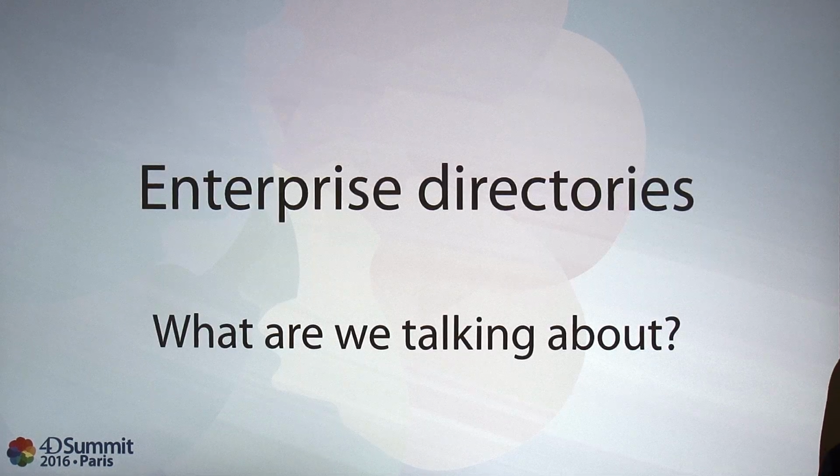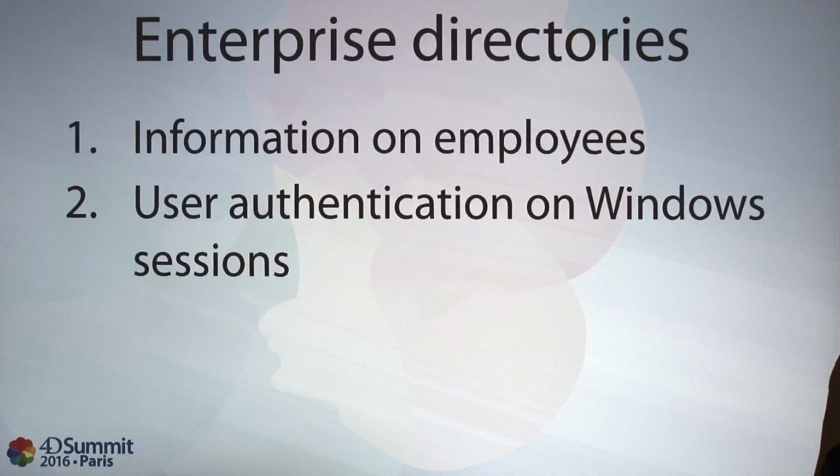So enterprise directories, what are we talking about? The core of an enterprise directory is software whose purpose is to maintain, update, and secure critical company information. There are two types of information for which we use company directories. The first one is information on employees or devices, like a printer, for example. So company directories are big data with a lot of attributes for each of that kind of information on employees and devices.